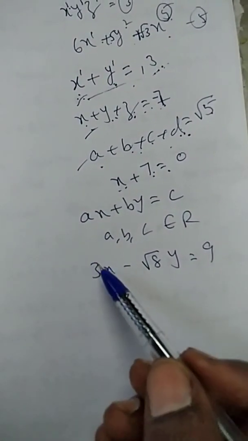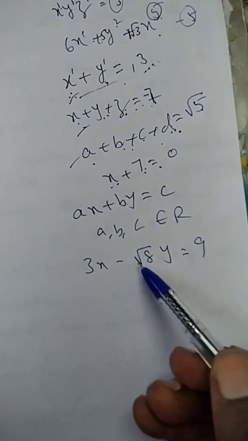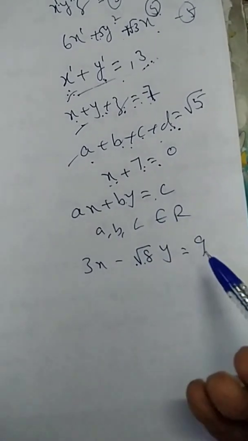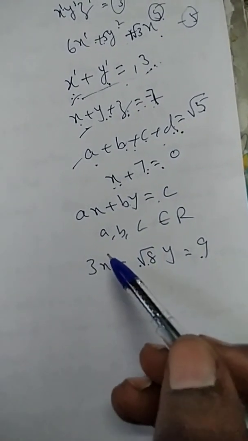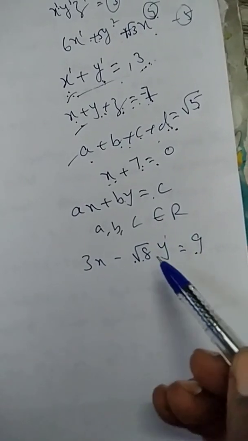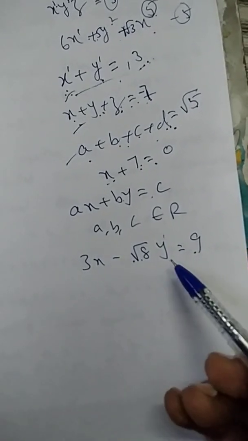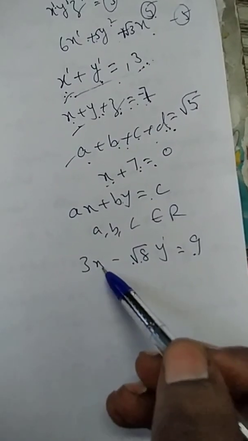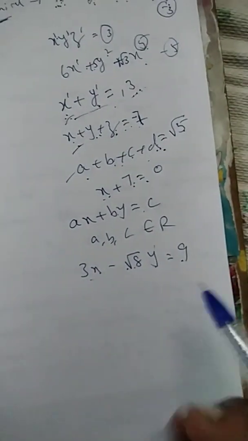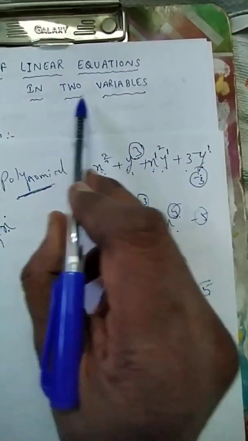So in the place of a we are substituting 3, in the place of b we are substituting minus root 8, in the place of c we are substituting 9. So the degree of the variable is 1, 1. Then automatically it is a linear equation. Linear equation with how many variables? 1 and 2. 2 variables. Clear? So linear equations in 2 variables.